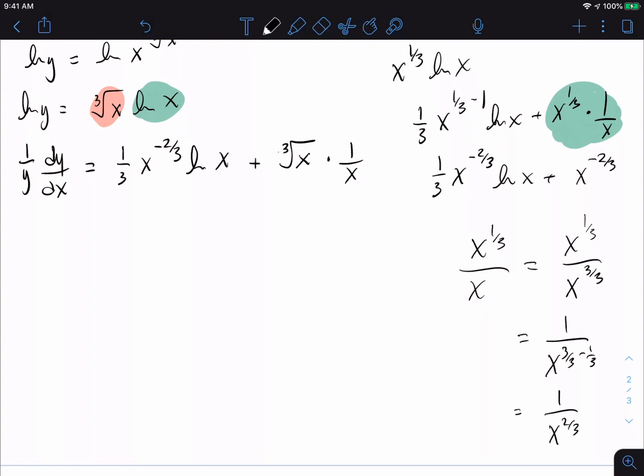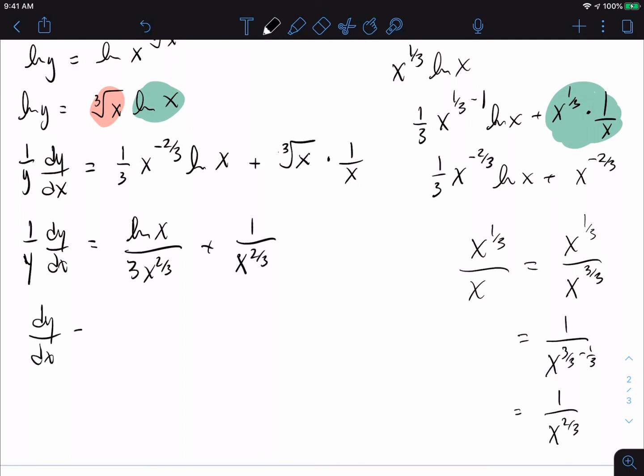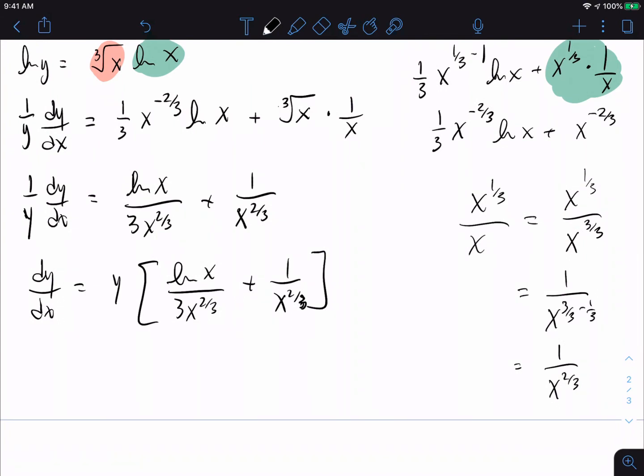Okay. So 1 over y dy dx is going to be ln of x over 3x to the 2/3 plus 1 over x to the 2/3. Then dy dx is going to be y times ln of x over 3 times x to the 2/3 plus 1 over x to the 2/3. And then what's y equal to? x to the 1/3.